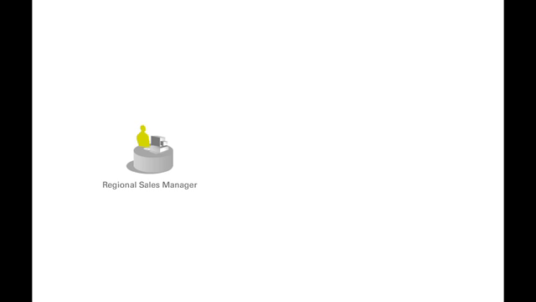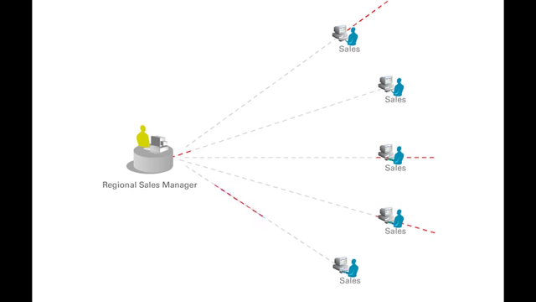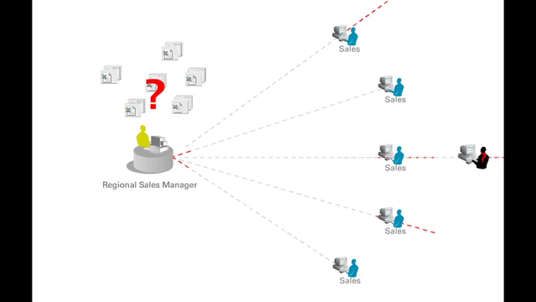A regional sales manager once used spreadsheets to gather and report on sensitive information, such as key prospects and pricing discounts from salespeople in the field. But it was difficult to keep a complete, up-to-date single source of truth on the activities in her region, and it was impossible to know who was viewing the information.